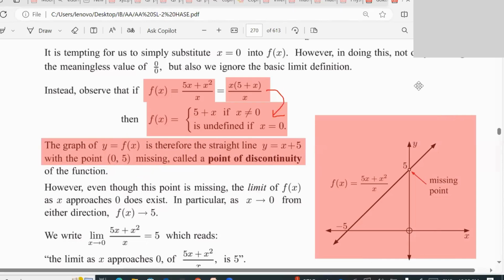The missing point is the point of discontinuity. Exactly. The function is everywhere continuous, giving you values everywhere except at that point. And that is why it is known as the point of discontinuity. Very well said.